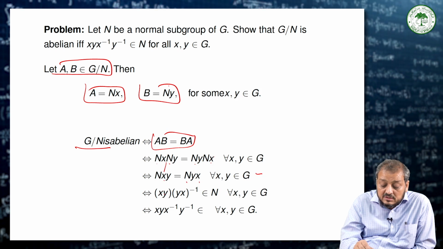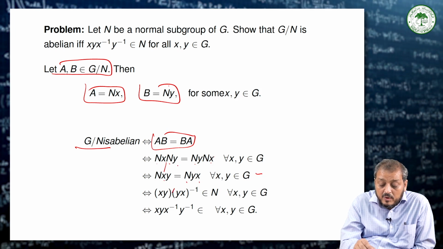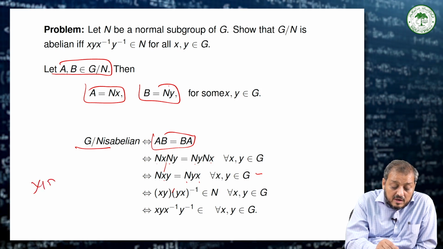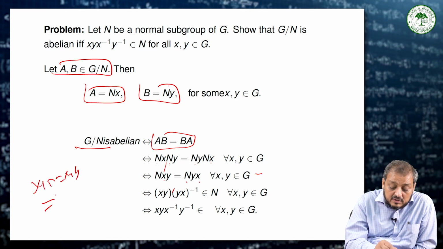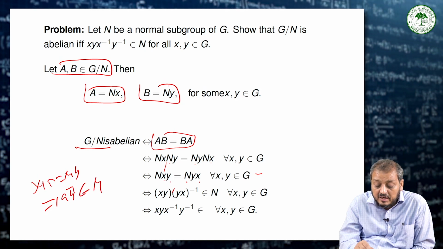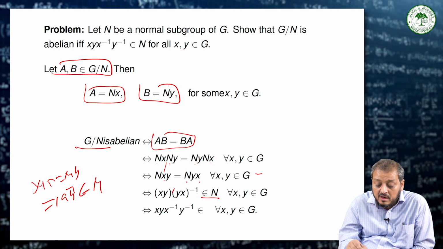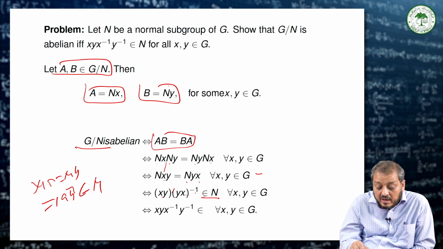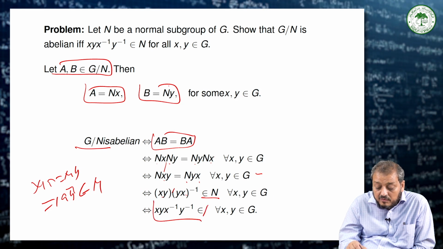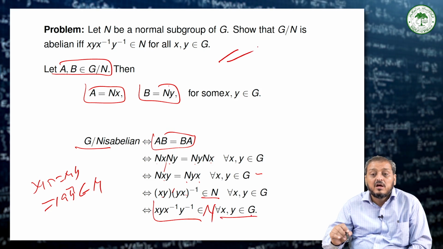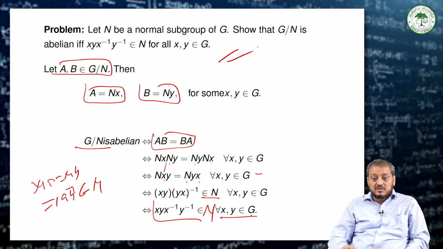Then this can be written in the form that if Na is equal to Nb, then ab inverse is an element of N. So this is xy (yx) inverse belongs to N, and then by the property of the inverse, xyx inverse y inverse is an element of N for all x, y belonging to G. So this completes the proof of this result.